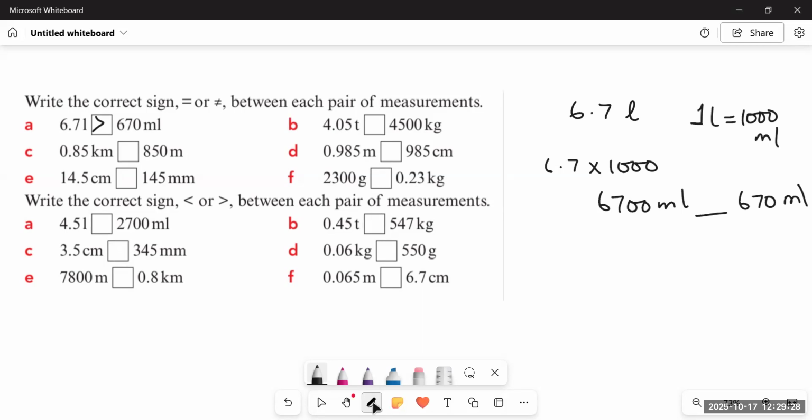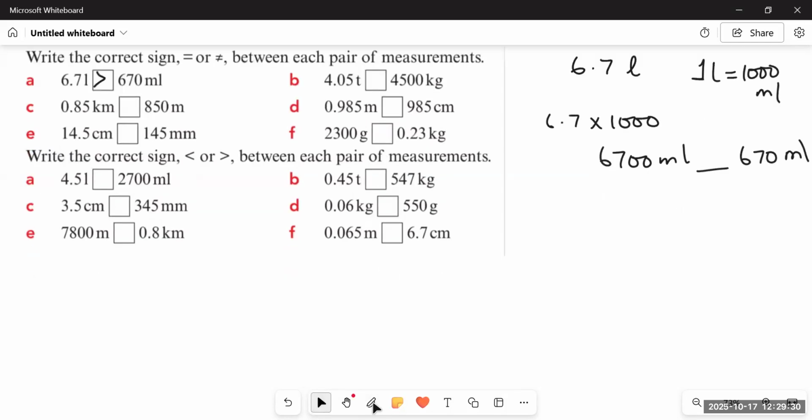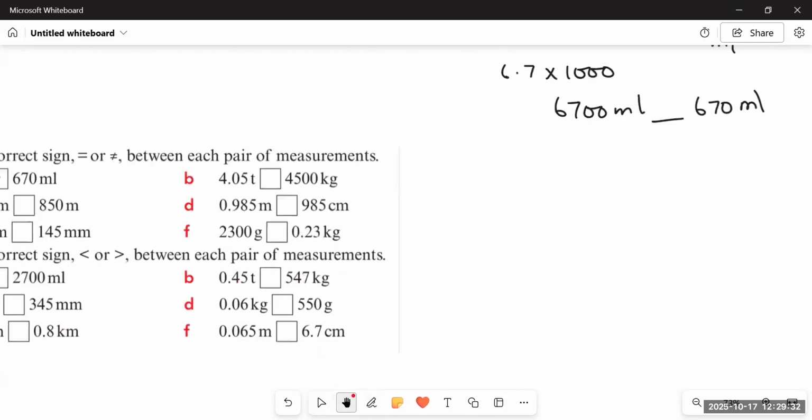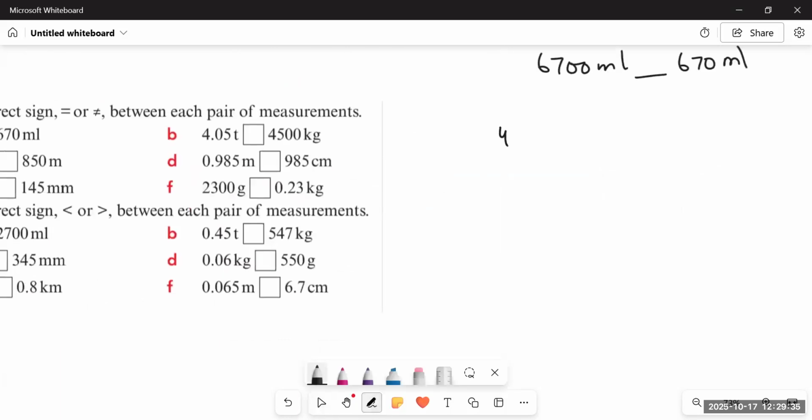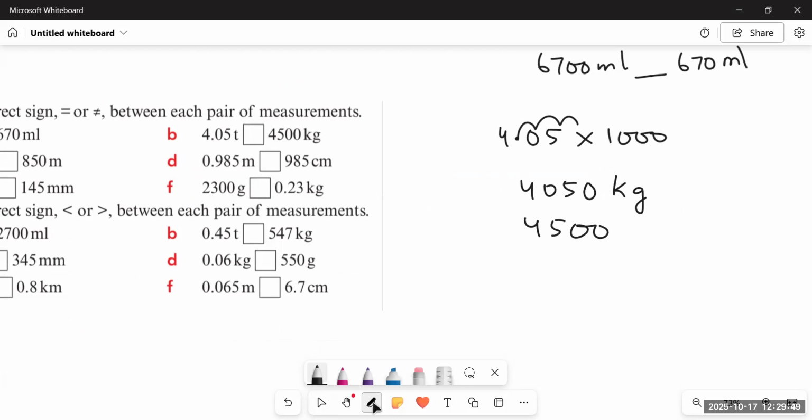Okay, now in part B, we are provided with tons and kilograms. We know that 1 ton is equal to 1000 kilograms. So 4.05 tons is equal to 4.05 times 1000, and that's 4050 kilograms. So which one is greater, 4050 or 4500? Obviously 4500 is greater. So we will write this sign over here.